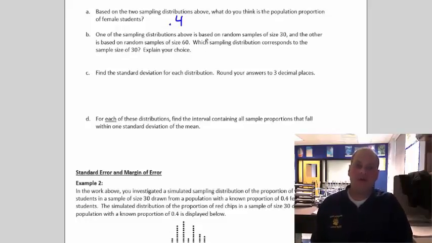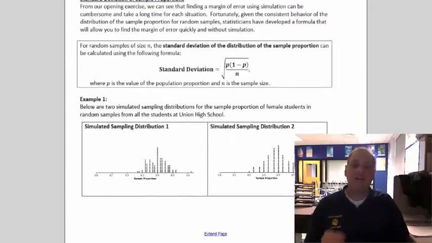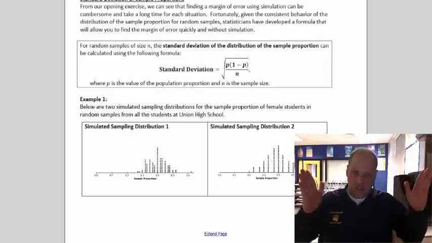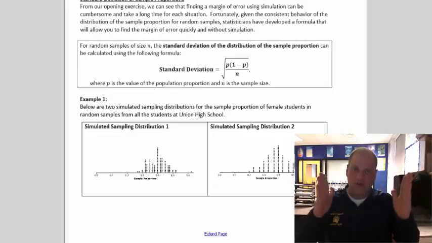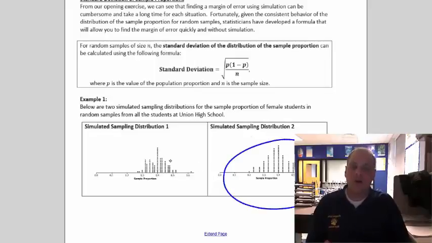One of the sampling distributions above is based on random samples of size 30, and the other one's based on random samples of size 60. So which one do you think was the bigger sample size? Remember, from our last lesson, the bigger the sample size, the smaller the deviation, the more the distribution is going to squish together. Okay? So which one is more spread out? This one is more spread out. These are closer together, right? So this right here is the smaller sample size, 30, and this one is the larger sample size, 60.